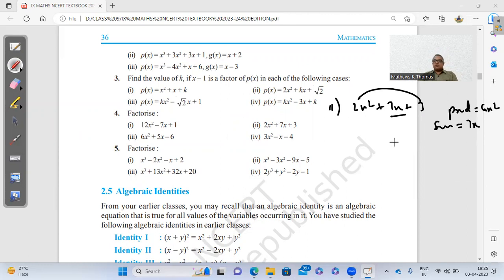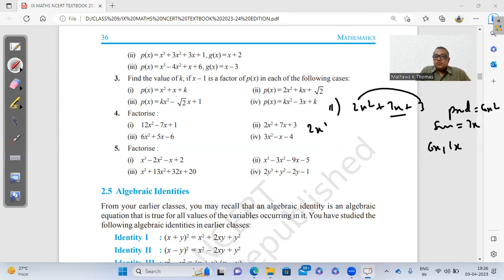So think of two numbers, which on multiplying gives me 6 and on adding will give me 7. Which two numbers are there? The numbers are 6 and 1. 6 into 1 is 6 and 6 plus 1 is 7, right? Some people may think 4 and 3. No, 4 and 3 will give you 7, but 4 into 3 is 12. You need to satisfy both the conditions, that product is 6 and sum is 7.